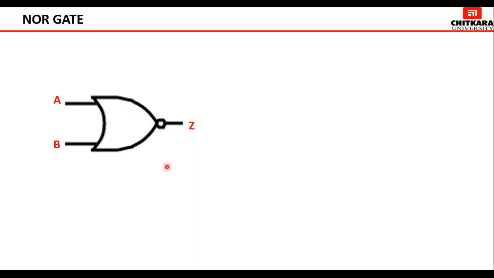So let's look at the symbol. You can see Z is equal to A plus B whole complement. What is the meaning of A plus B? A plus B was A or B. And if I'm writing NOT in front of it, that means I need to take its complement. So using the basic De Morgan's law, A plus B whole complement will be equal to A complement dot B complement. So for the NOR gate, you can write either A plus B whole complement or A complement dot B complement, right?